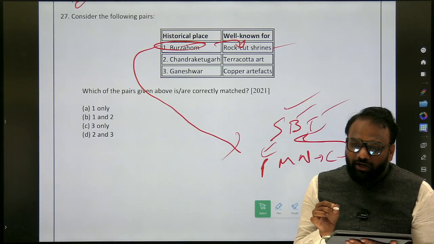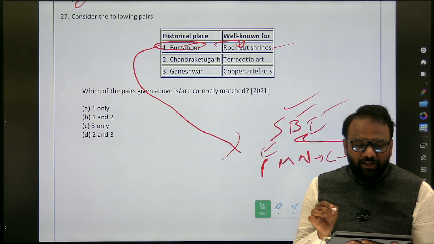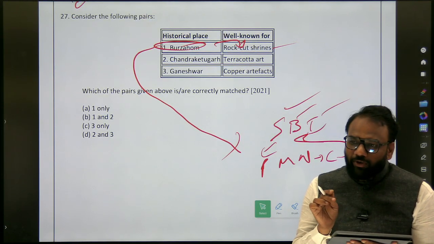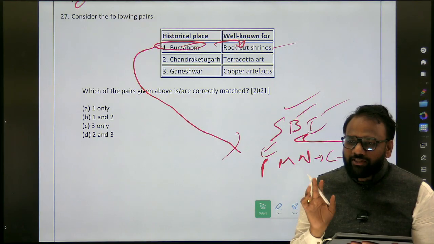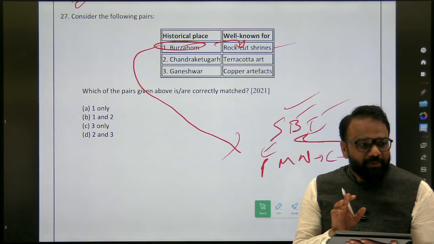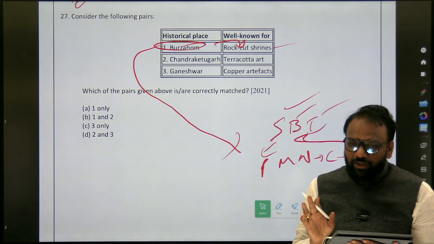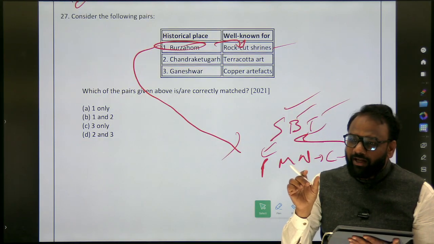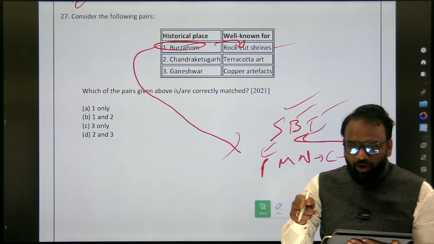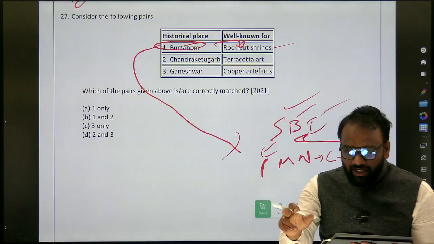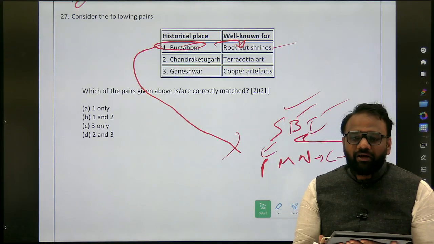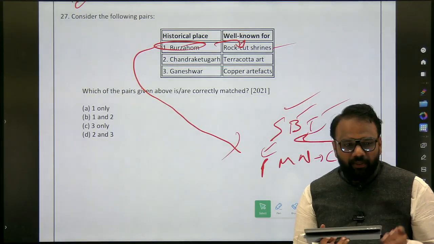But to draw this inference, we need to know the list of Chalcolithic sites. We need to conclude that Burzahom is a Chalcolithic site. For that we have to prepare the list of Chalcolithic sites. I have already prepared the list of Chalcolithic sites. Just search in the index and see on which page number the list of Chalcolithic sites is present.